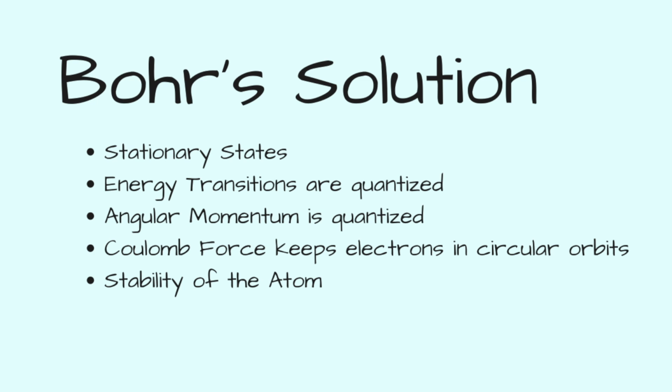Bohr also used Einstein's photon idea, specifically that a photon is given off only when an electron goes from a higher energy orbit to a lower energy orbit, and hence energy transitions are quantized. Bohr assumed angular momentum is quantized. He assumed that it is the Coulomb force that keeps the electrons in a circular orbit, and that the atom is most stable when the electron is in the lowest energy state called the ground state.